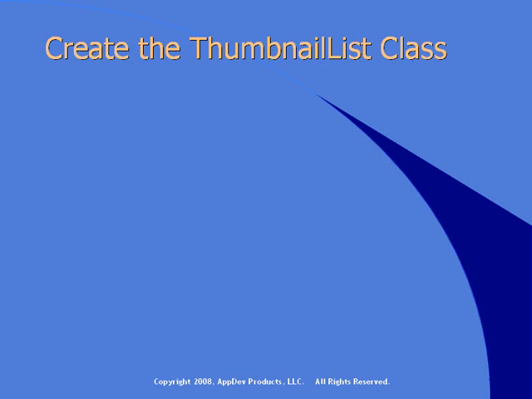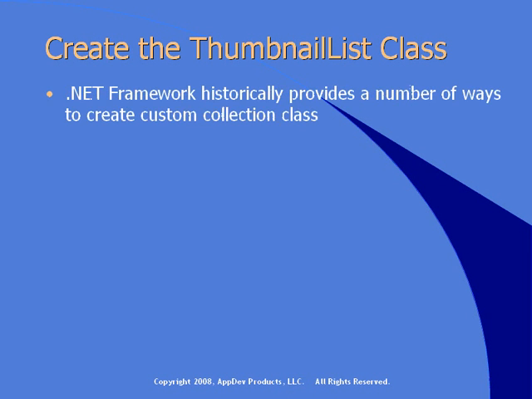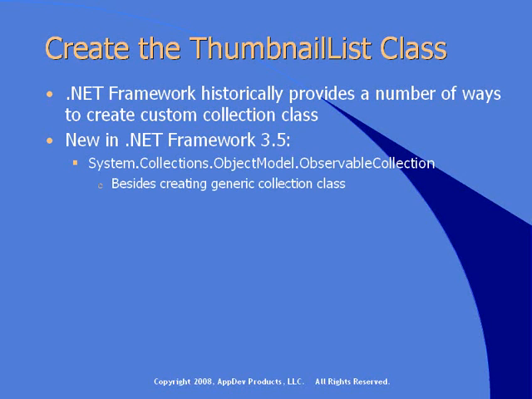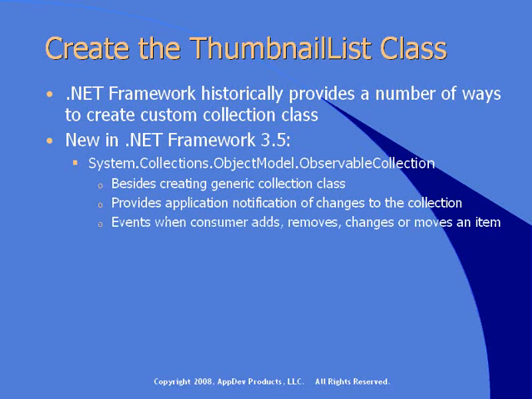To create the Thumbnail List class, we could look at some of the historical ways that the .NET Framework has allowed you to create a custom collection class. But there is a new technique in the .NET Framework 3.5, which is the Observable Collection class. Besides creating a generic collection class, it provides application notification of changes to the collection, so that if someone adds, removes, changes, or moves an item in the collection, it raises events that your application can handle. It also notifies the application through an event when the entire list is refreshed.